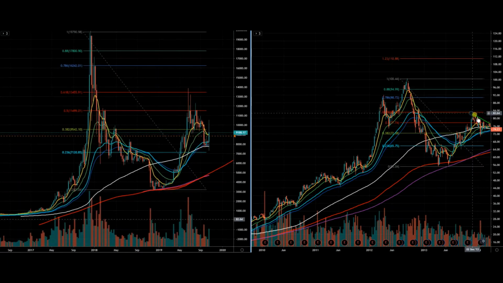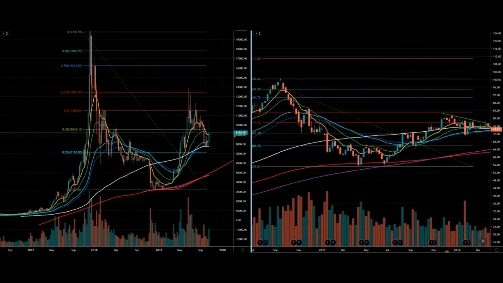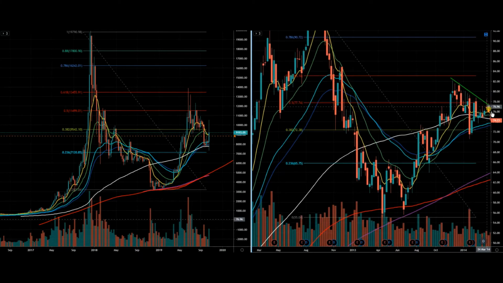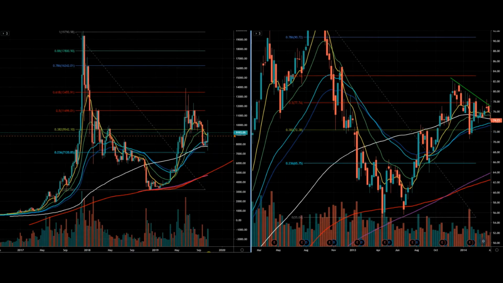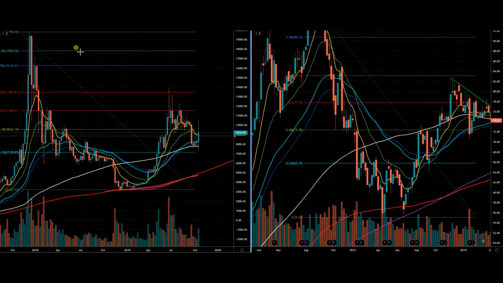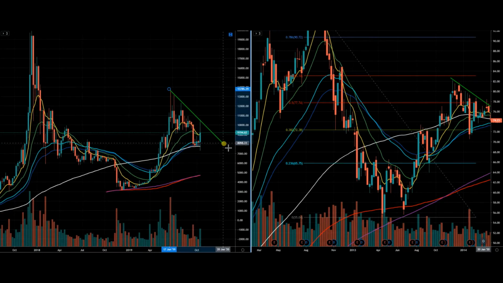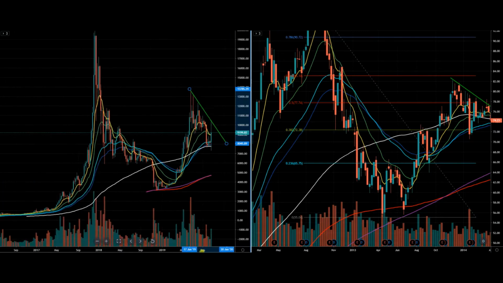Okay, so notice this flat top, guys. Notice the flat top. Very important. Look at the flat top here that formed. Bitcoin has the exact same thing. Let me just take this away. So I want you to see this. Bitcoin is the exact same thing here, guys.